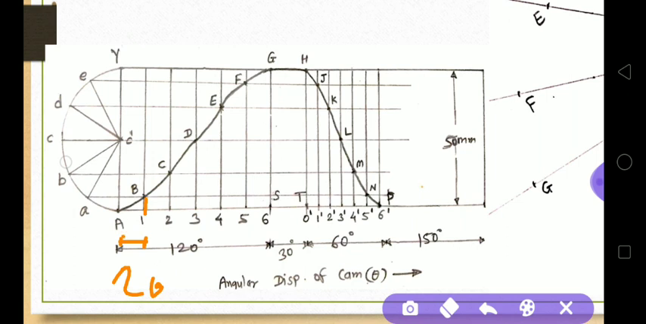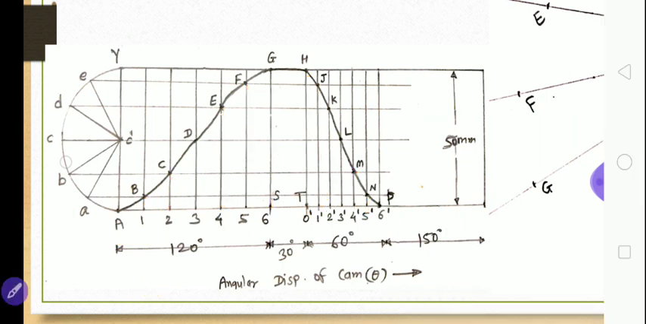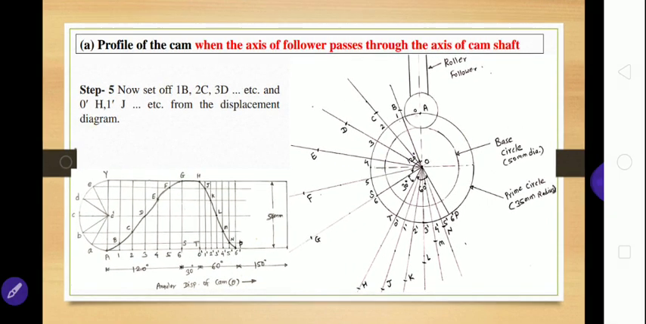Similarly from A to 2, that is for 40 degree of cam rotation, the displacement is C to 2. For the third line, the displacement is D to 3. For the fourth line, this displacement is E to 4. Similarly all the displacements you can measure with the scale, because these displacements we have to mark now in the cam profile also.